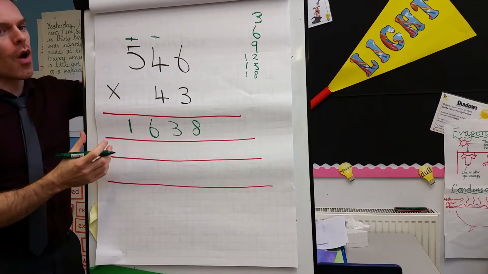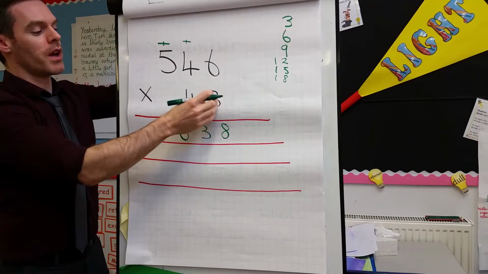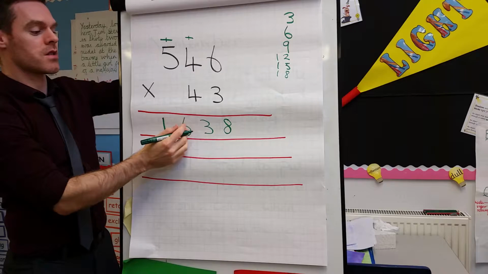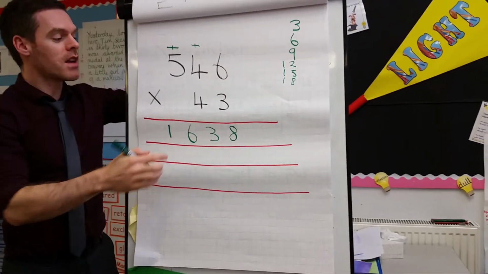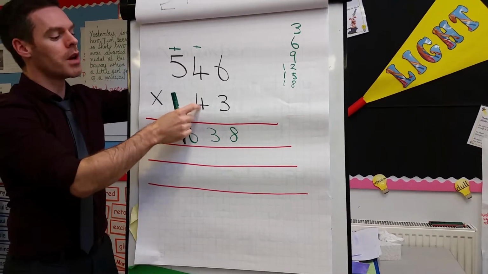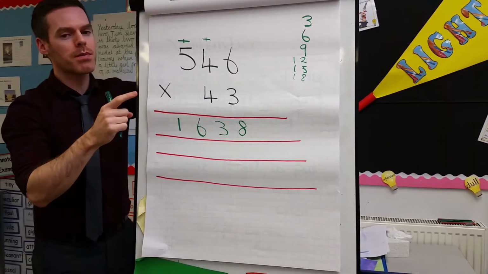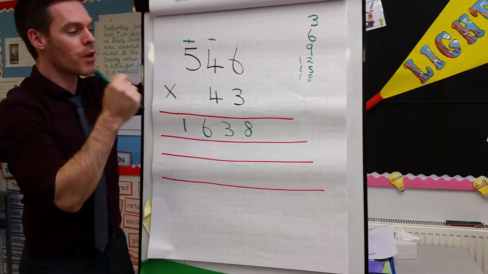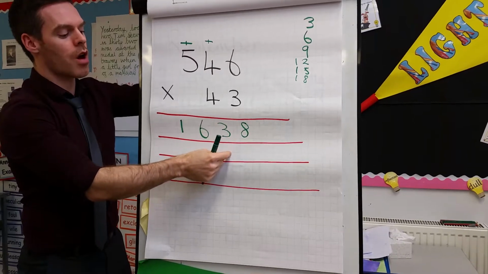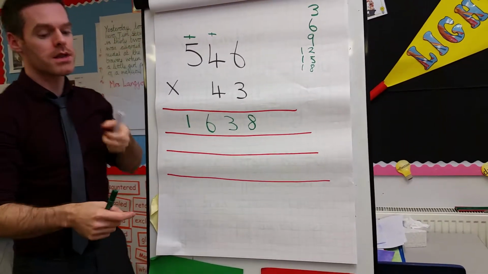Okay? So far, I've multiplied 546 by 3. I found 3 groups of 546, and it's given me the answer 1638. But of course, I still need to find 40 groups of 546. So now I'm going to multiply by the 4 tens. And this is really important. Because I'm multiplying by the 4 tens, my first answer will go on the next line, but it'll need to go in the tens column, which means I need to put a 0 in the ones column as a placeholder.